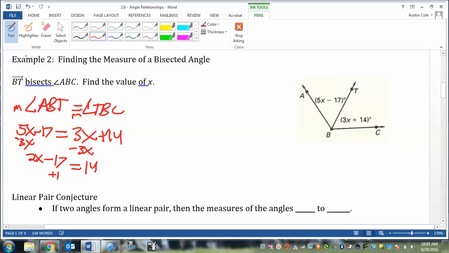Add the 17. 2x equals 31. We divide by 2, x equals 15.5.